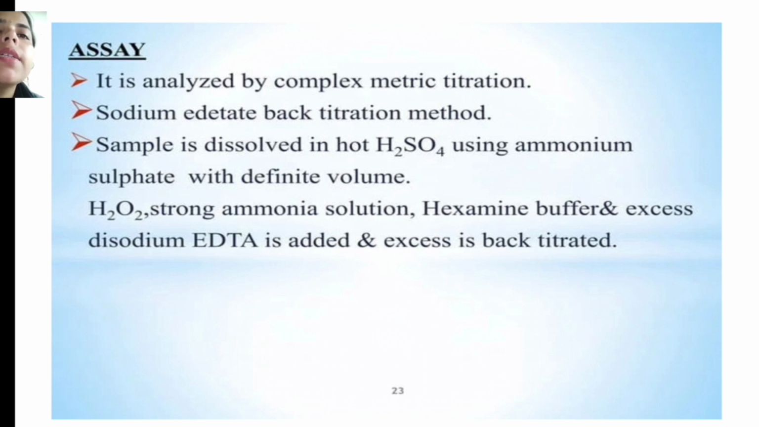Next is the assay. It is analyzed by complexometric titration, the sodium EDTA back titration method. Sample is dissolved in hot H2SO4 using ammonium sulfate, with a definite volume of H2O2, strong ammonia solution and hexamine buffer, and excess disodium EDTA is added and the excess is back titrated.